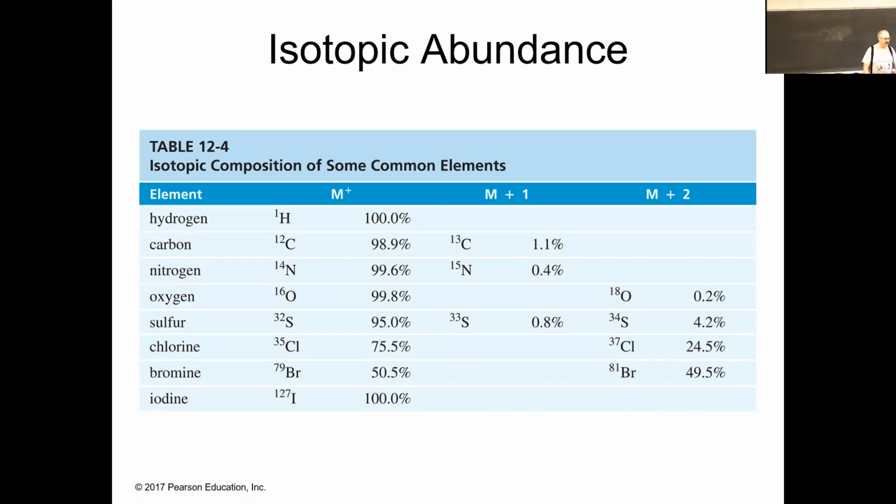For iodine, the only stable naturally occurring isotope is 127. It's 100%. So one of the ways we can deduce iodine is, first of all, if we have a high molecular weight, or we see a loss of mass of 127, that would imply iodine.